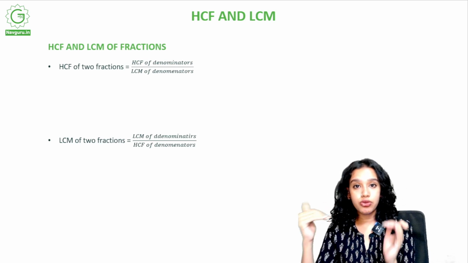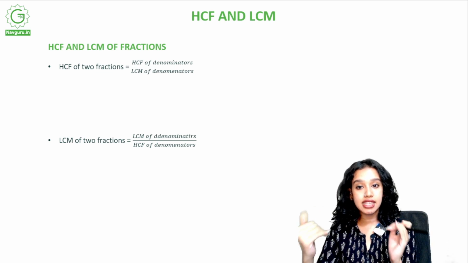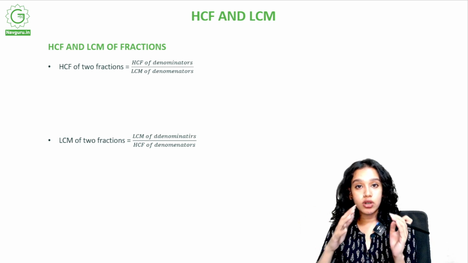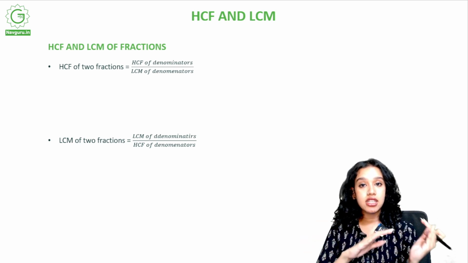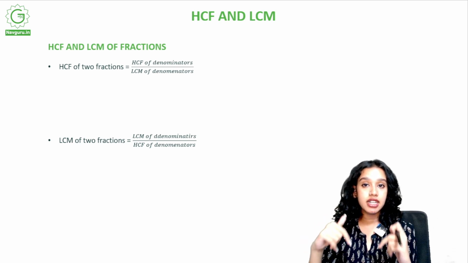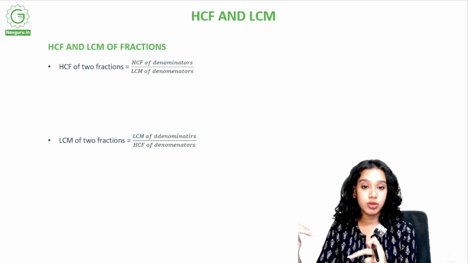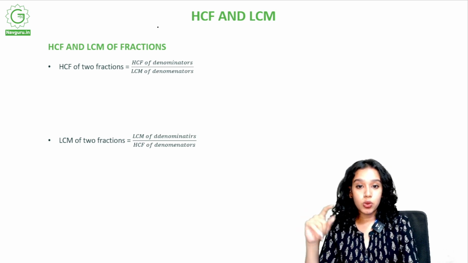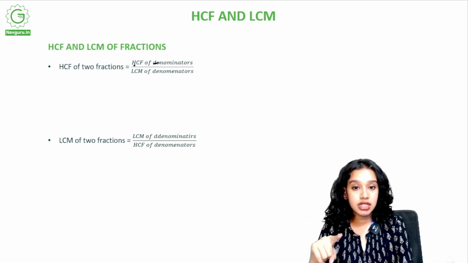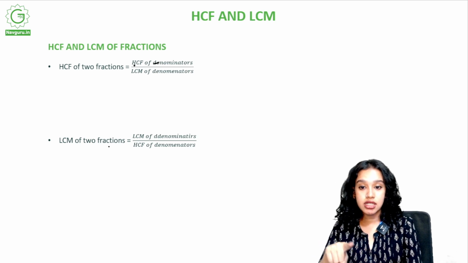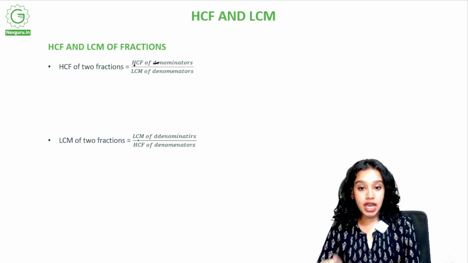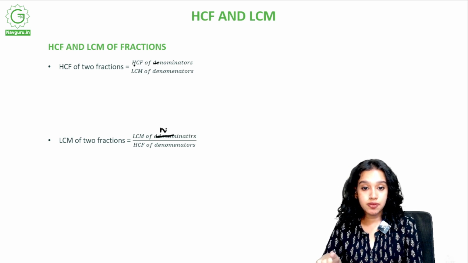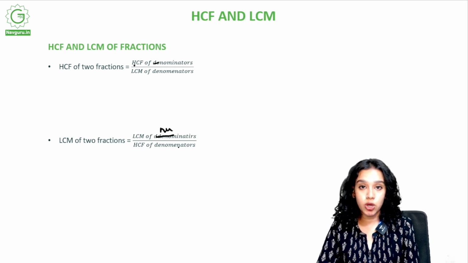Now let's talk about LCM and HCF of fractions. Let's say we have two fractions and we have to find the HCF of two fractions. To find the HCF of two fractions, we find the HCF of the numerators and divide it by the LCM of the denominators. And when we have to find the LCM of two fractions, we have the LCM of the numerators and the HCF of the denominators.